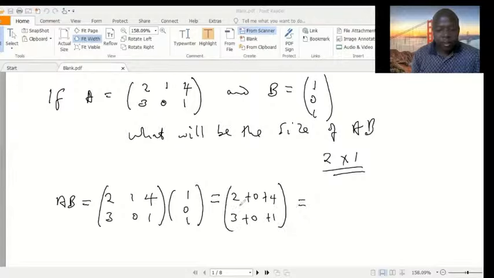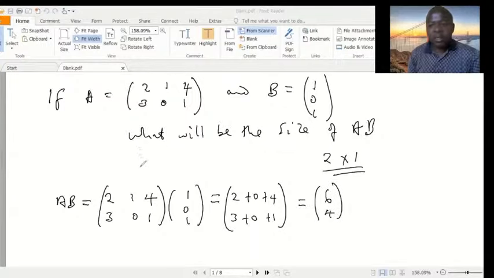So what do we get? This is 6, and this is 4. So this is a 2 by 2... actually, it's a 2 by 1 matrix. It's a column matrix. It has 2 rows and 1 column. So that means what we've stated: if you're given the size of A and the size of B, we can easily tell what the size of AB would be. So it will be very easy for us to do that.